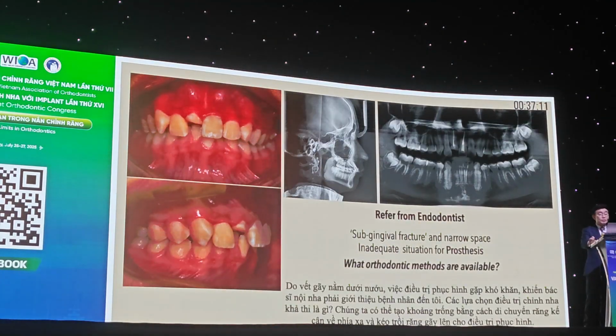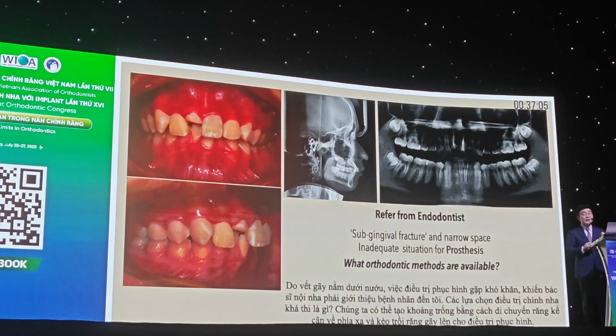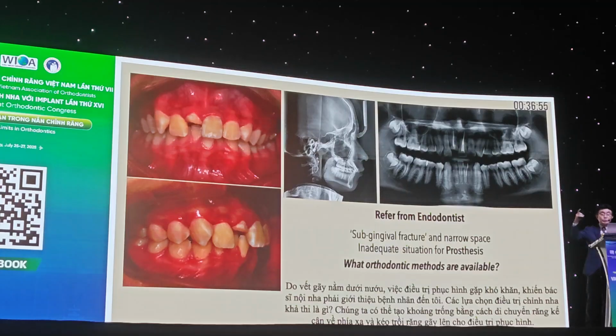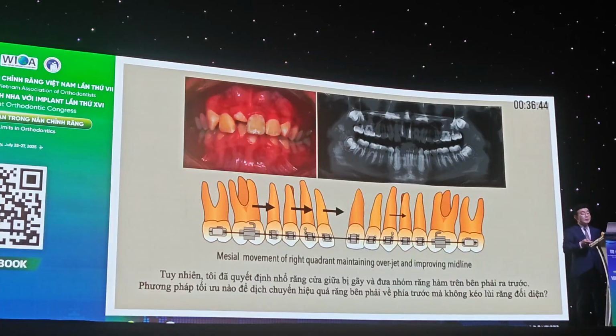Due to the subgingival fracture margin, the prosthetic treatment was challenging, prompting the endodontist to refer the patient to me. But orthodontic treatment options are feasible. We can create the space by moving adjacent teeth distally and extruding the fractured tooth for prosthetic intervention. However, I decided to extract the fractured central incisor and advance the upper right dentition.